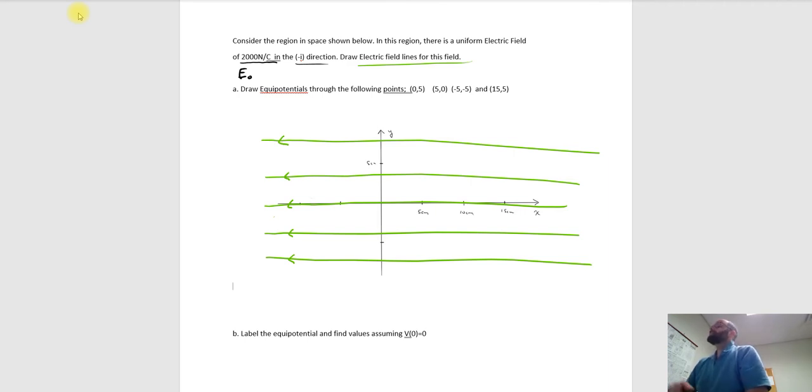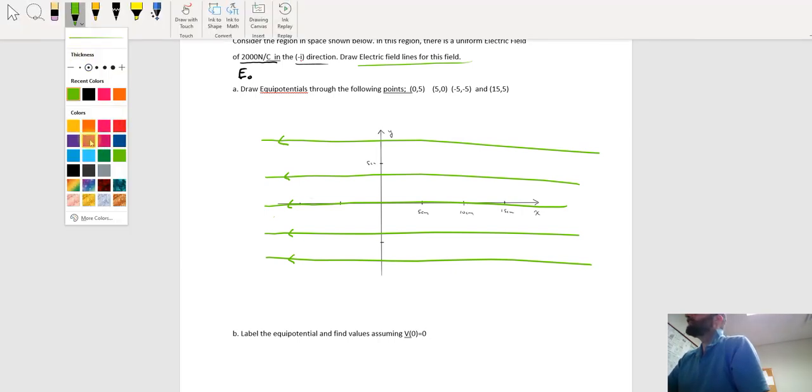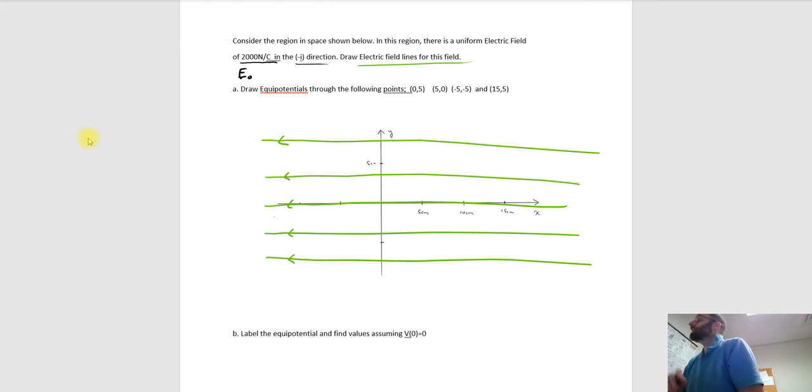Next, draw equipotentials through the following points. I'm going to draw the equipotentials in this nice magenta color. So let's see, (0, 5). These distances are in centimeters, and all these are as well. So (0, 5) is here. Now, an important thing to remember about equipotentials: they always make a right angle to the electric field. So the equipotential that goes through that point looks like this.